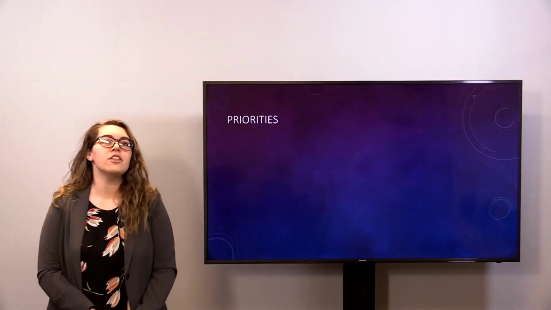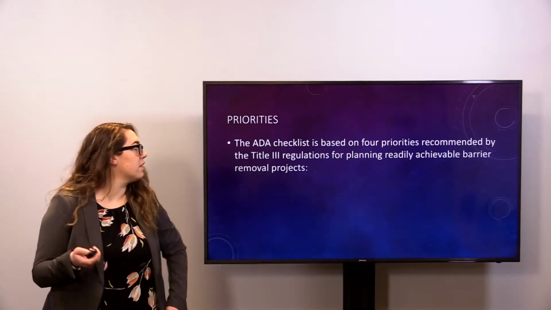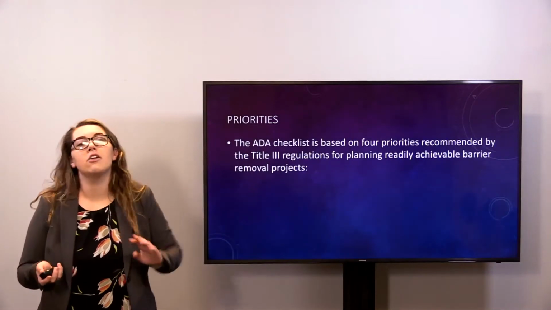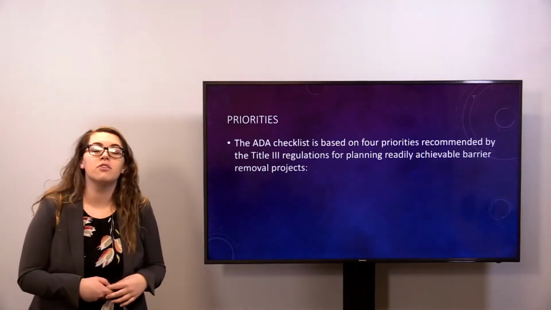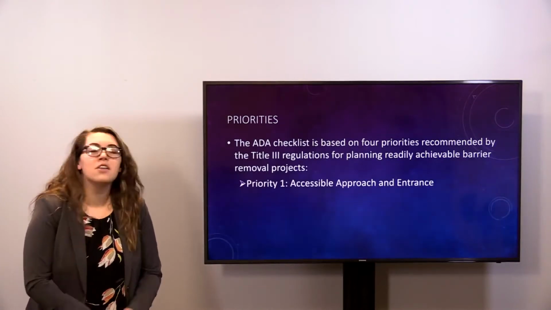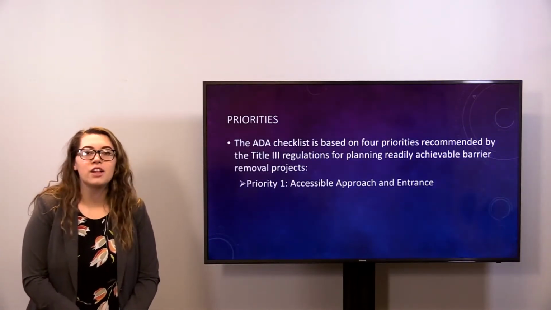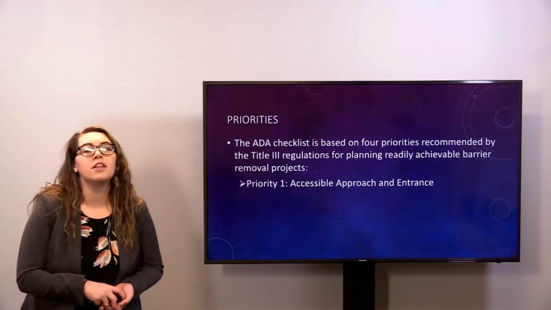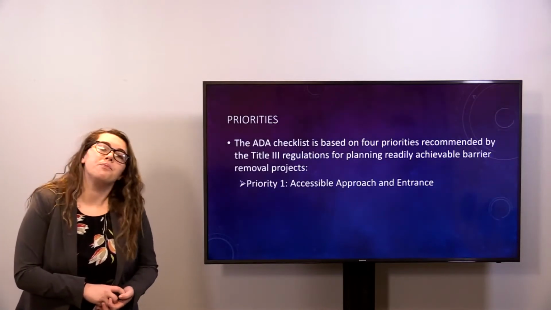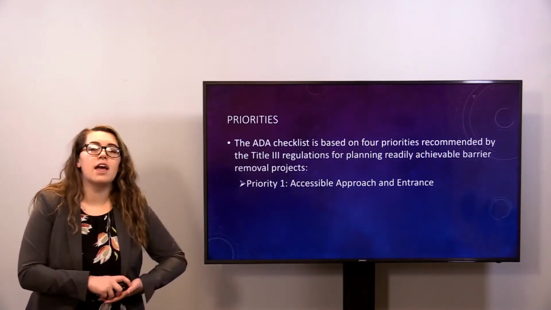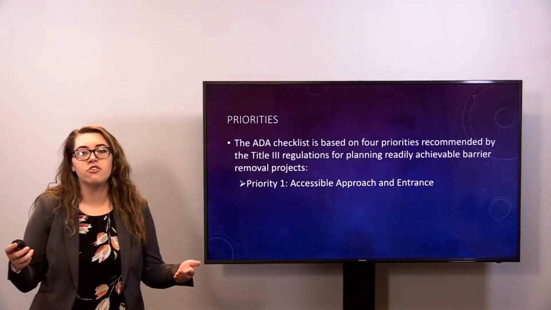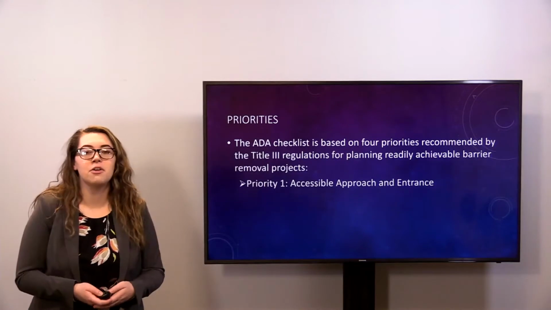So the ADA checklist has 4 main priorities, and these priorities are recommended based on Title III regulations for planning readily achievable barrier removal projects. The first being the accessible approach and entrance, which is from the time that the person arrives on site of the building. Do they have an accessible parking spot, an accessible route of travel into the building, and is the entrance itself accessible?